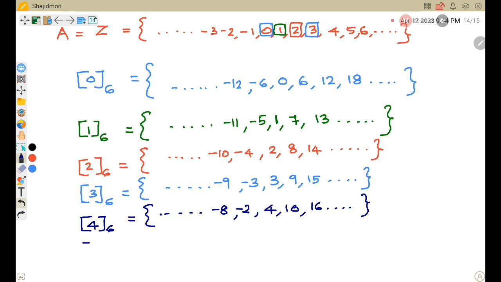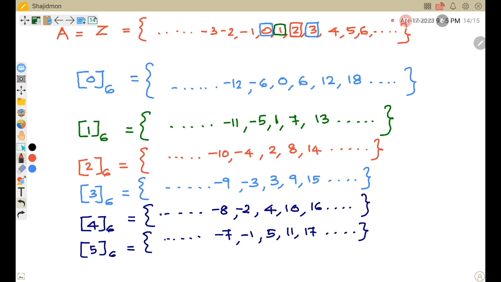Continuing. Now congruent class 5 modulo 6, we can start from 5. 5 plus 6 is 11, 11 plus 6 is 17. In the left part we can see minus 1, minus 7. Like this it is continuing, correct? Now, so we wrote up to 5.